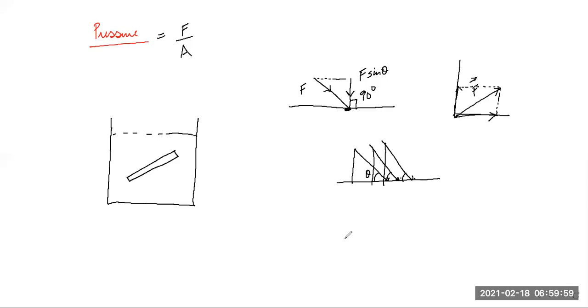Okay, so once again, in one case the surface is not inclined, the force is inclined. So the force is inclined, we take its vertical component, and that creates pressure. Here we have another thing. Here the surface is inclined.